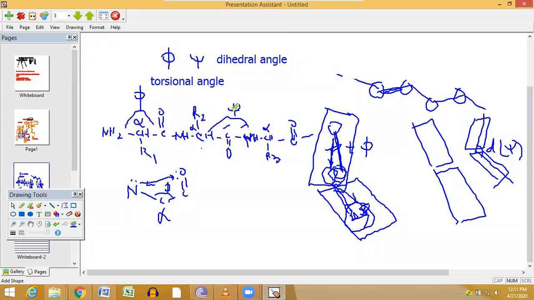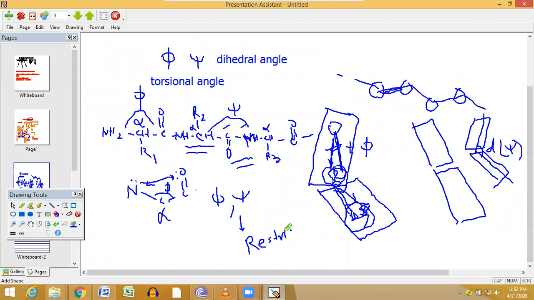Here you see, it's not about lone pairs, but it is about two portions of the planes. One portion is this, one portion is this. CONH is on one portion, the polar one, and CH is the non-polar one. So this roughly divides the protein into two planes. Among these two planes, the angle is psi, that is the dihedral angle. So hereby we can define phi and psi. Now, what is its importance in protein structure? This phi and psi rotation are restricted.